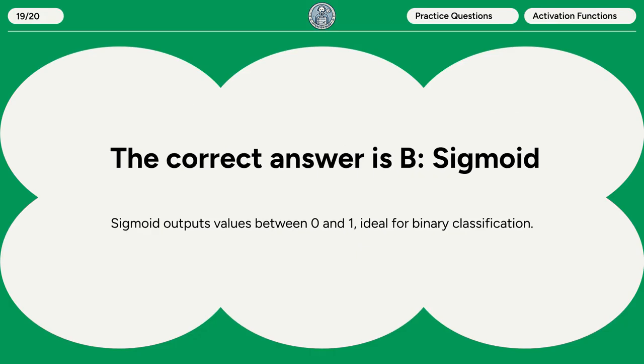The correct answer is B. Sigmoid. Sigmoid outputs values between 0 and 1, ideal for binary classification.